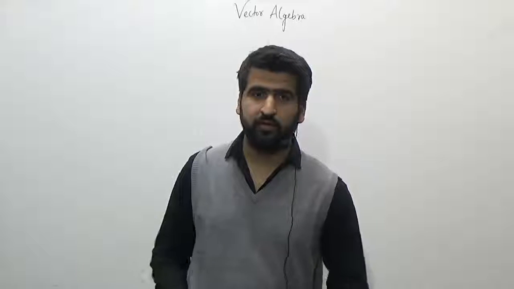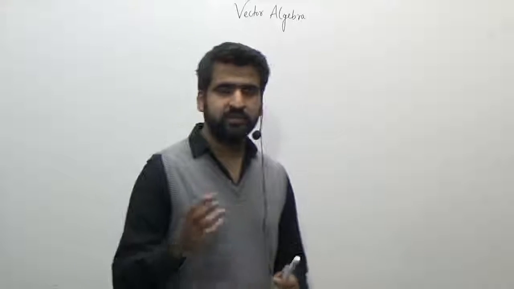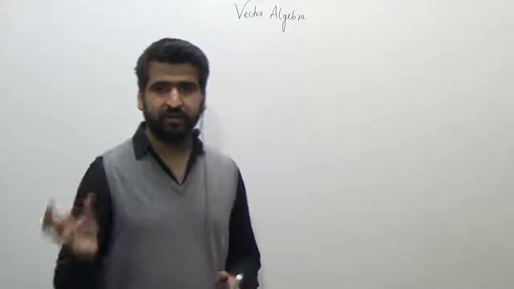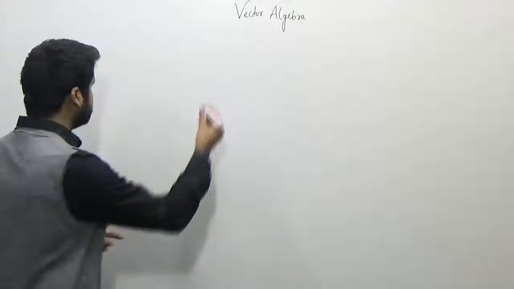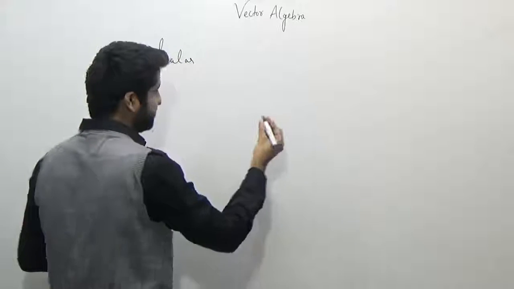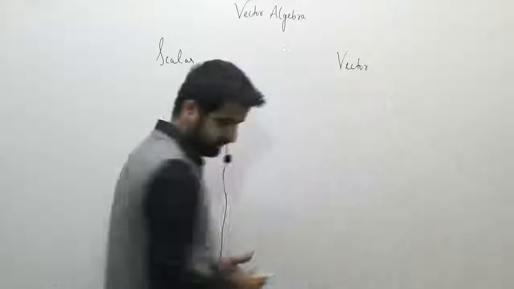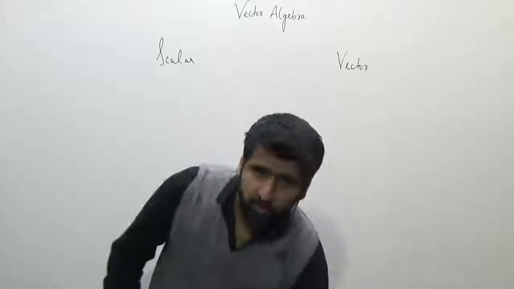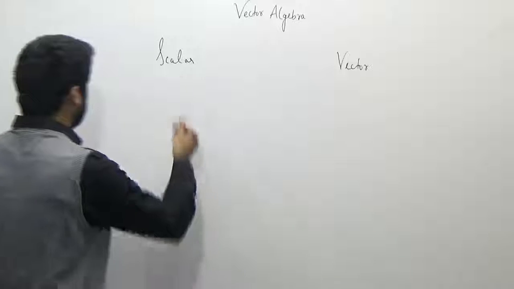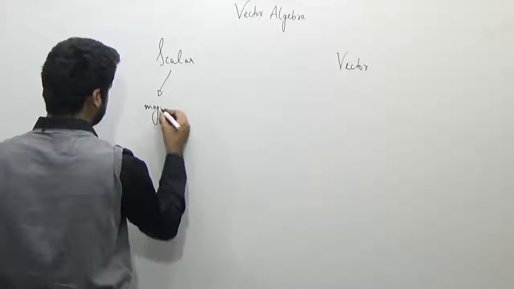Hello guys, so today we'll start with the basics of vector algebra. First of all, you must be clear about what a vector is, and what the difference between a scalar and a vector is. To clear that up, let's see. First is a scalar and second we have a vector. Now a scalar, as we know, always has just magnitude.